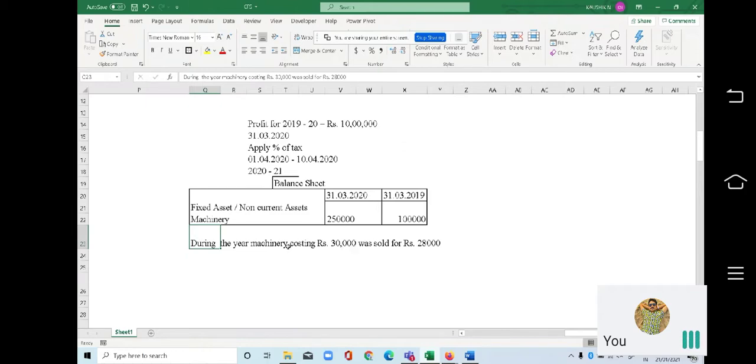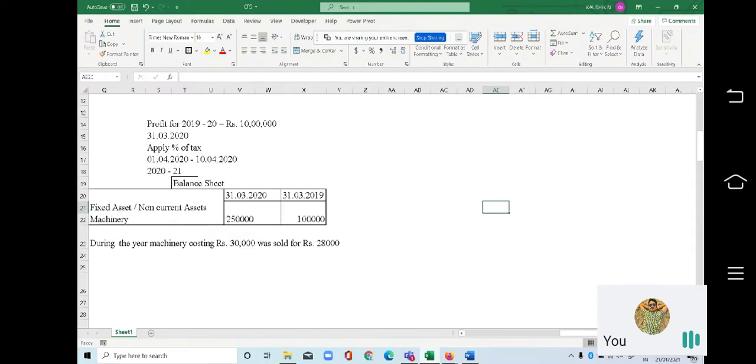So what account do I have to prepare now? The account name is machinery account. So I have to prepare a machinery account. Now you see here, you have been given 2 different dates, one is 2020, the other is 2019. But both are the closing dates.